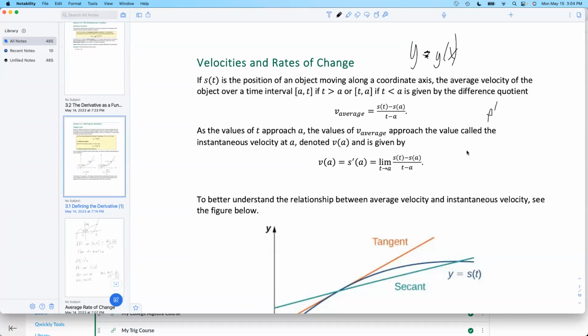So in this case, V of t is S prime of t. This is the derivative with respect to time. And we could write that definition either way. We could write it just like we did above, or we could say this is the limit as h approaches 0 of s of t plus h minus s of t, all over h.